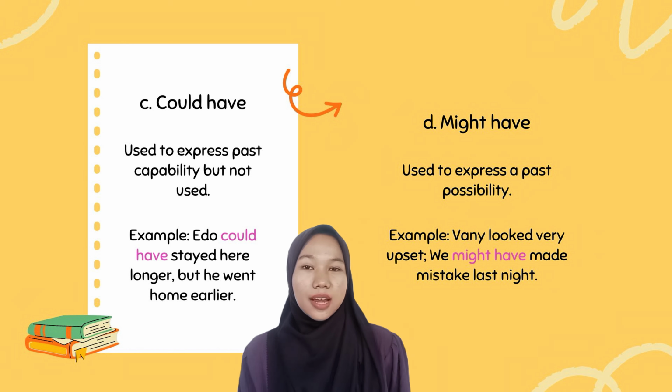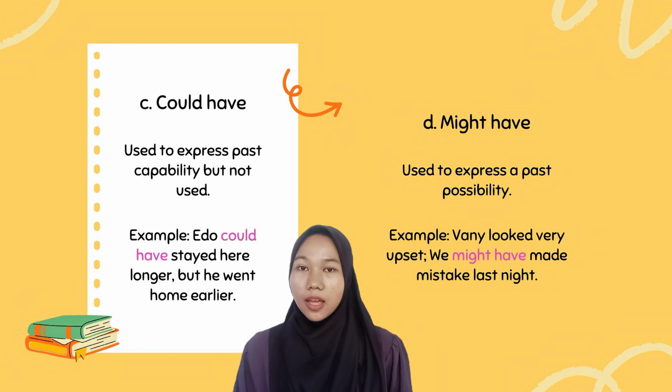Let's continue discussing other perfect modals, could have and might have. Could have. This modal is used to express past capability that was possible but was not used. In other words, it talks about something that someone was able to do but they chose not to. For example, Edo could have stayed here longer, but he went home earlier.